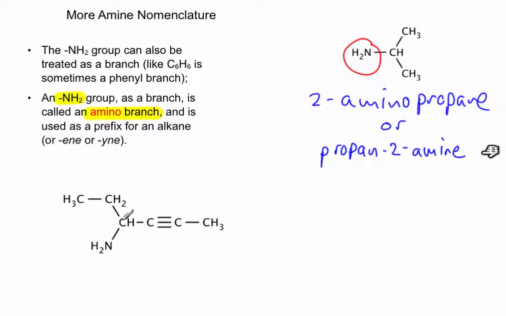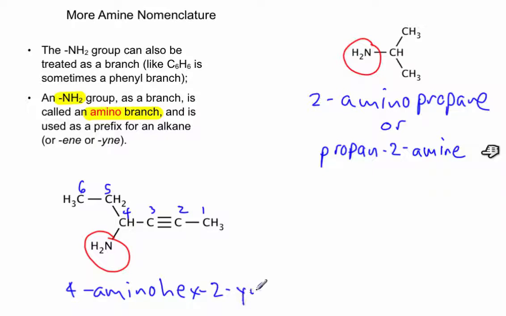We can treat this as an amino group, and we would number the carbons accordingly, 1, 2, 3, to minimize the triple bond. We number this way, and so what we have is a hexane. That's a 6-carbon chain, triple bond, so it's a hexyne, and we have an amino group on carbon 4, so it becomes 4-amino hex-2-yne. Okay, so that's treating the NH2 group as an amino group, and typically it's only an amino group when it's an NH2 attached. You would not see this with secondary or tertiary amines.